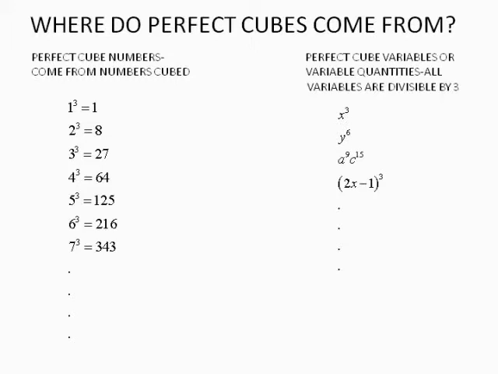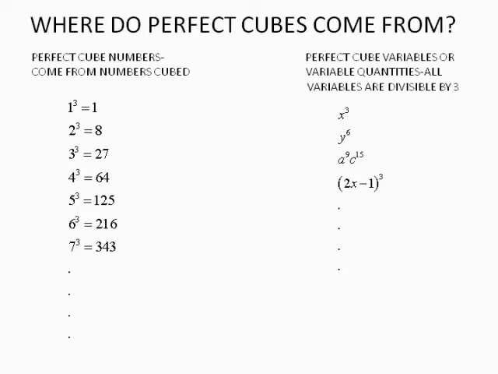So where do perfect cubes come from? Now notice in the left column I talked about perfect cube numbers, and those come from just numbers cubed. So what I did is I said 1 cubed is 1 times 1 times 1, remember 1. 2 cubed, 2 times 2 times 2, 8. 3 cubed, 27. 4 cubed, 64. So we can cube numbers forever and ever and ever and come up with what's called perfect cube numbers in that right column. So take any number you can think of, cube it, you've got a perfect cube number, ladies and gentlemen.